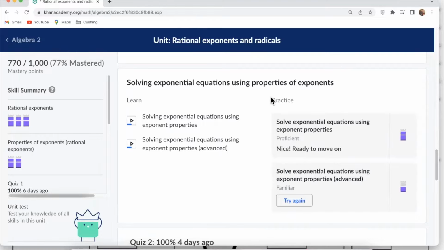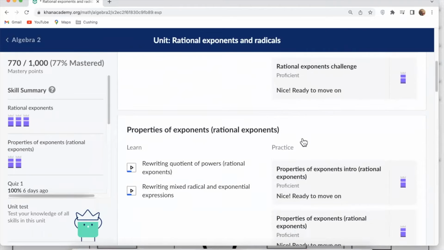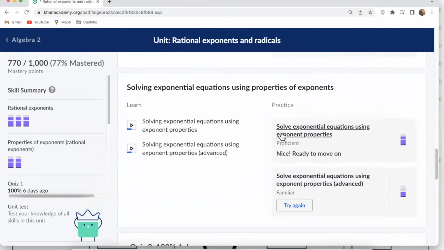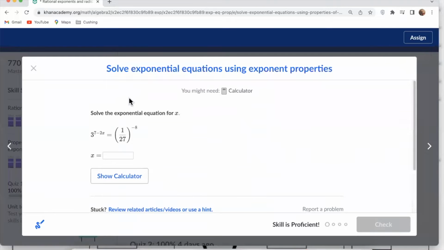But what we're going to do today is focus on this lesson here, solving exponential equations using properties of exponents. The lessons at the beginning teach you all the basic rules for exponents, and then this lesson wraps it all together with solving equations. So let's take a look at these questions and see what we can do.